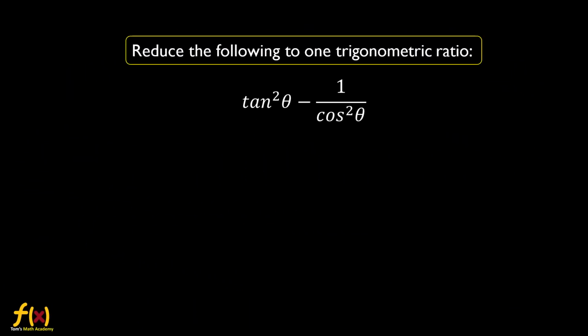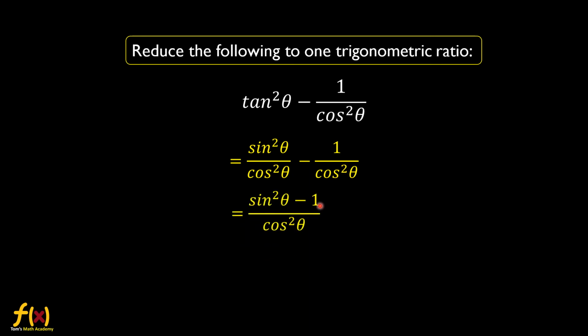Reduce the following to one trigonometric ratio. Okay, very popular questions. Tan square theta minus 1 over cos square theta. So tan square, we already know it. We can write it as sine square theta over cos square theta. Now when we look at the denominator, cos square, cos square. So we can take it as a common denominator. Then the numerator is sine square theta minus 1.